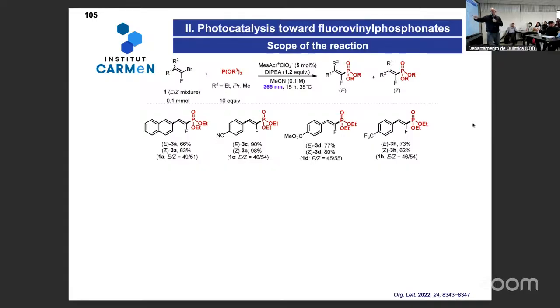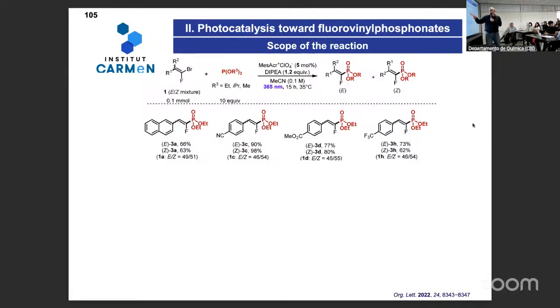Okay, so the yield here might be quite confusing, because if you add them, it's more than 100%. But the 60% of E is from the 94% of E you have in the mixture, okay? And the 63% here is from the 51% of the Z we have in the mixture. That's why you have two yields, one for the E, one for the Z, and it's more than 100%, okay?